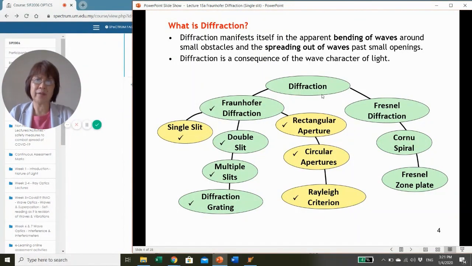On the topic of diffraction, we have Fraunhofer diffraction and Fresnel diffraction. Fresnel diffraction is near field diffraction, and from that you get the Cornu spiral and the Fresnel zone plate. Fraunhofer diffraction is far field, so there are some criteria to meet. We will look into single slit, and then progress to double slit, multiple slit, and the diffraction grating. From the single slit, we extend to rectangular aperture. Later on, in the second part, we'll go into circular aperture and talk about the Rayleigh criterion.